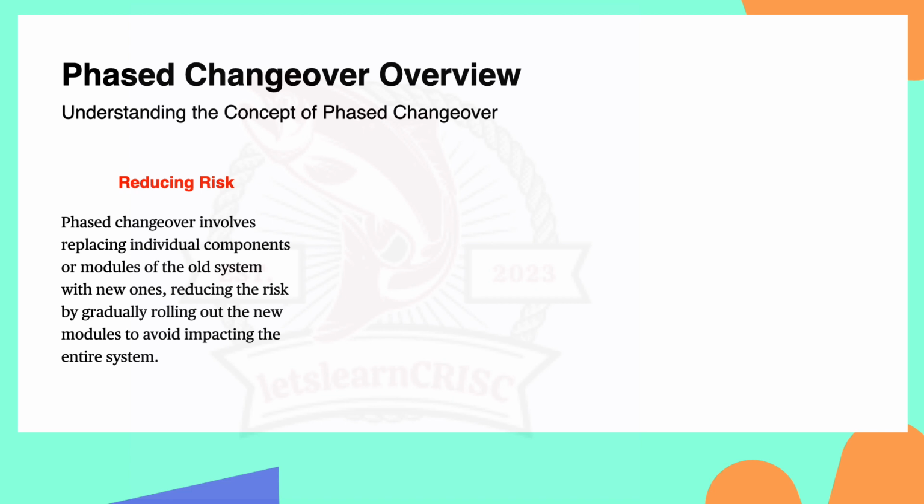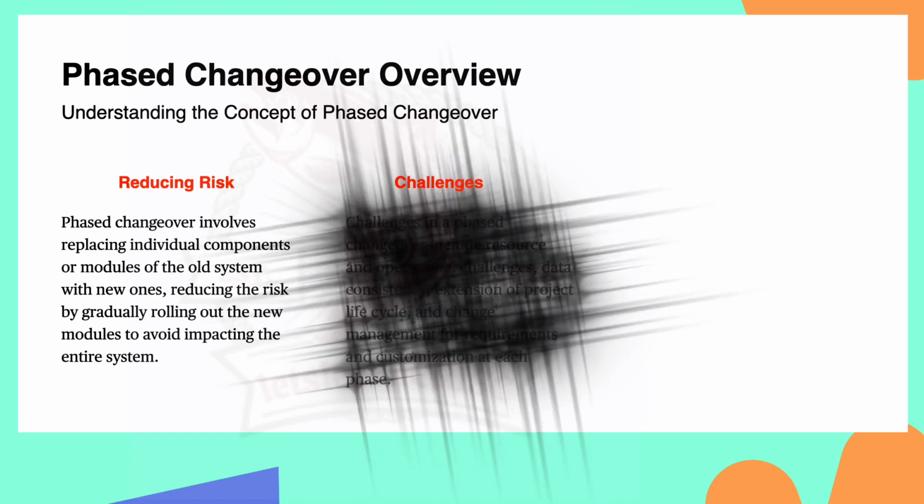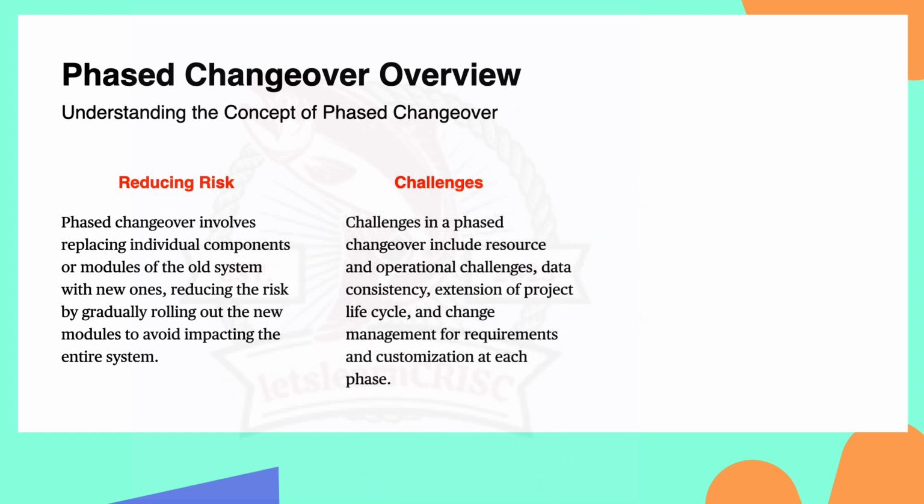right? Next, definitely there will be challenges also. So in the challenges, we can say that the phase changeover comes with its set of challenges. This includes managing resources, dealing with operational challenges, ensuring consistency in the data, extending the project life cycle, and at last we can say handling the change management for requirement and customization at each phase, right? So just take an example, like if you're updating a customer relationship management software system, phased challenges might include coordinating the effort of different teams, right? Maintaining consistent customer data across phases and adapting to changes in the user requirement, right?